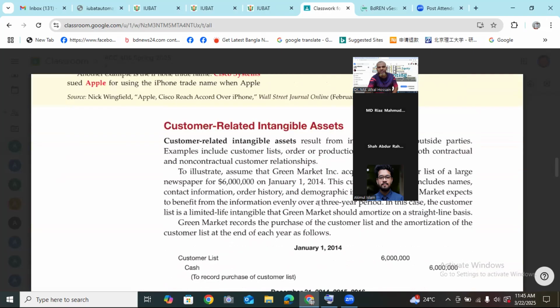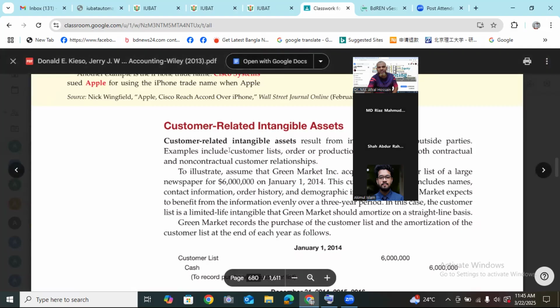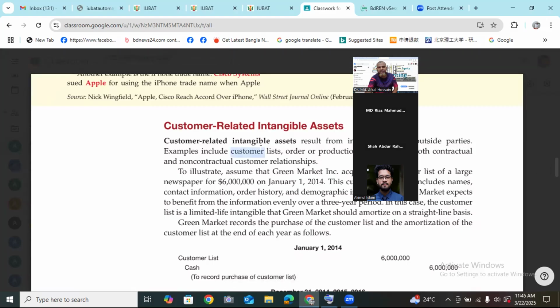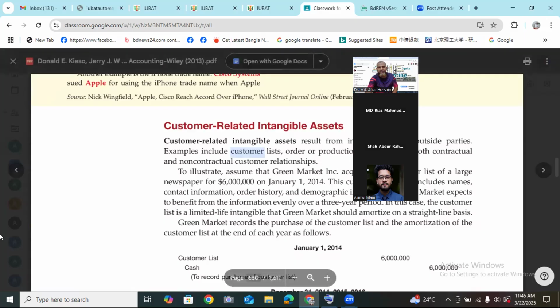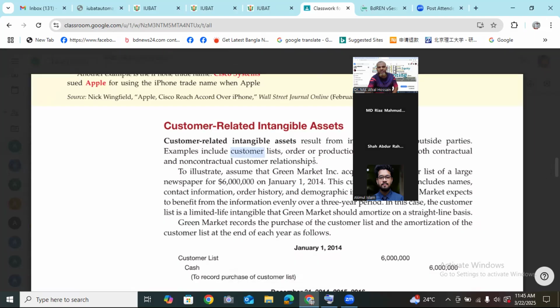Now, customer related intangible assets. What are those? For example, a customer list. These are assets from interaction with outside parties. Customer list, order or production backlogs, and other contractual and non-contractual customer relationships are called customer related intangible assets.